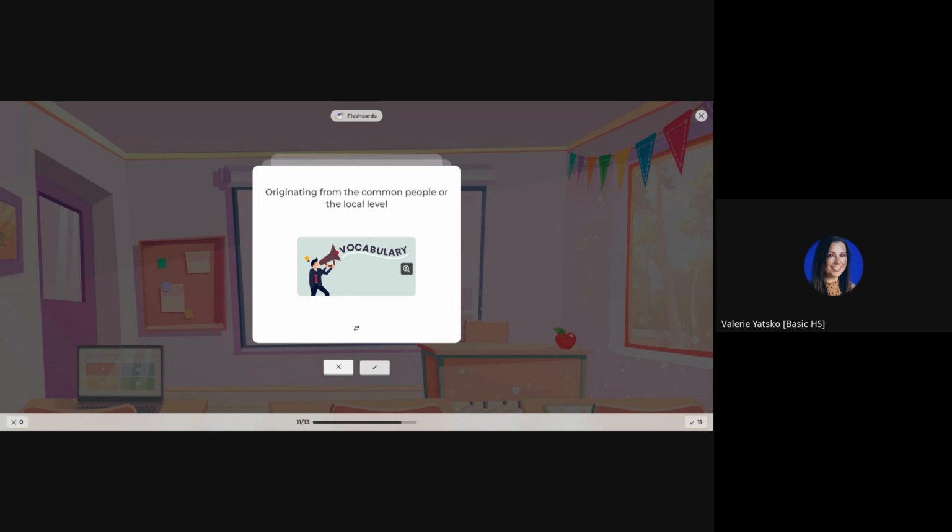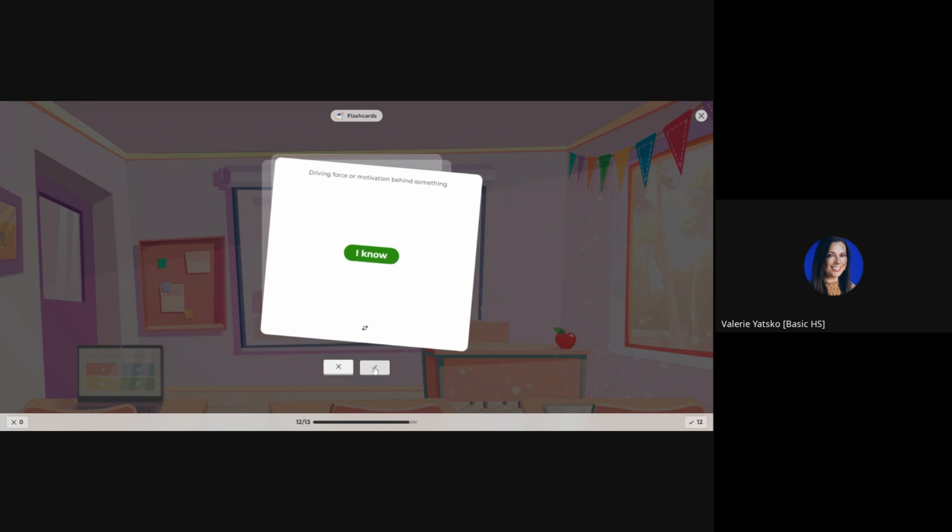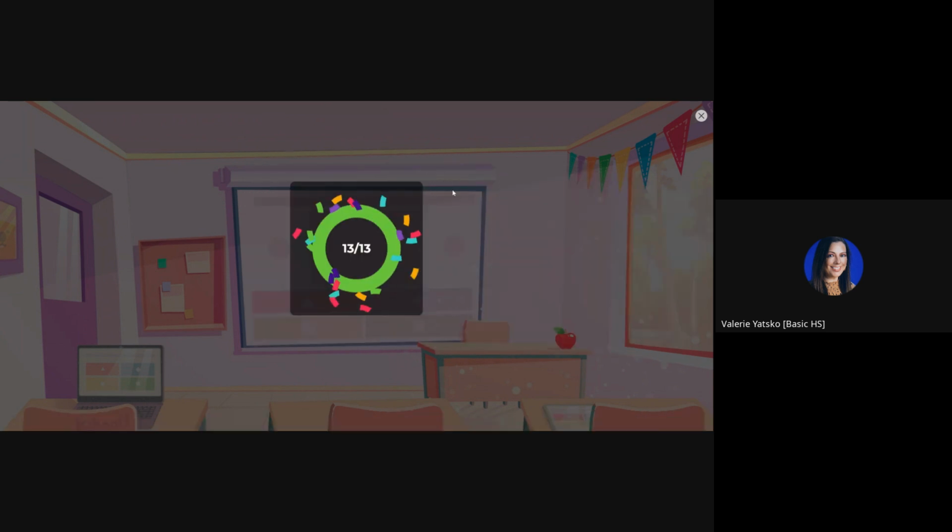Originating from the common people or local level. This is one of your vocab words, and that would be grassroots movements. Driving forces or motivation behind something. Again, a vocab word would be impetus. And it said that we knew all of those. So if there is anything that you did not know, you are going to retest yourself and go back and review any material that you don't understand, and get a hold of me if there's anything that you would like me to clarify for you.